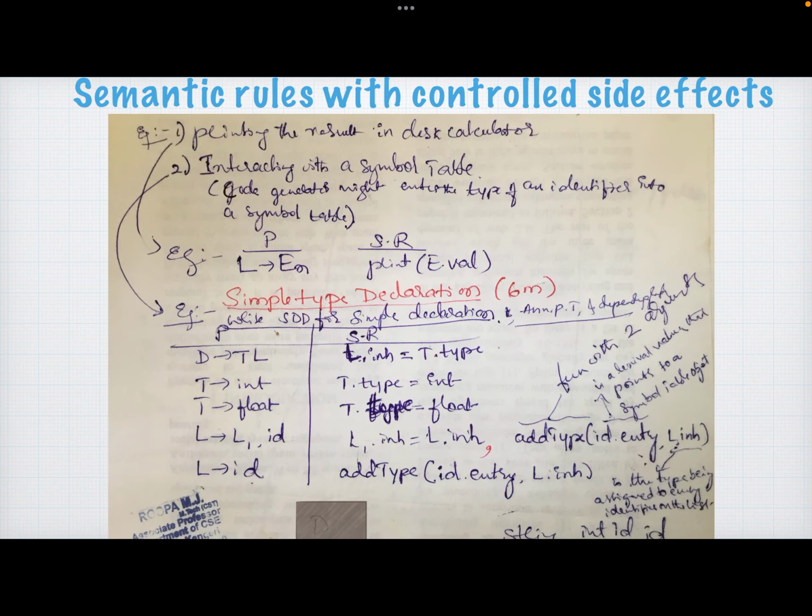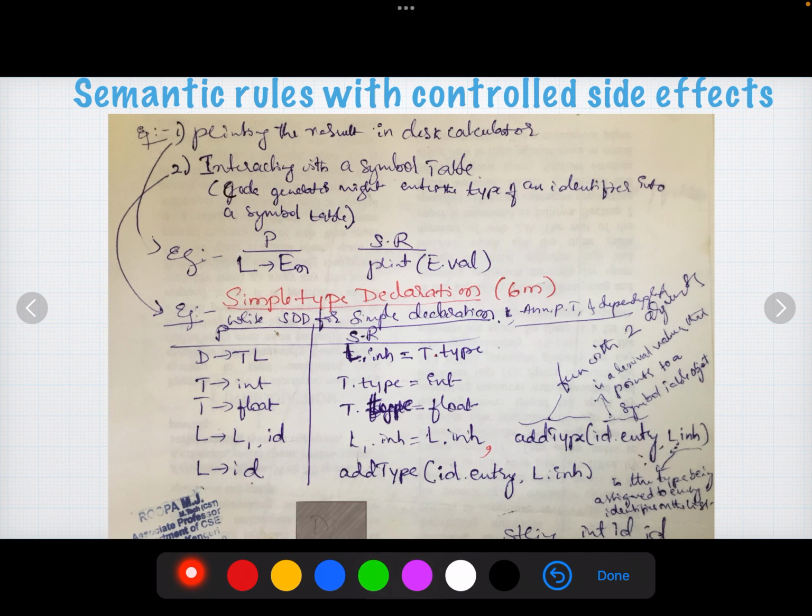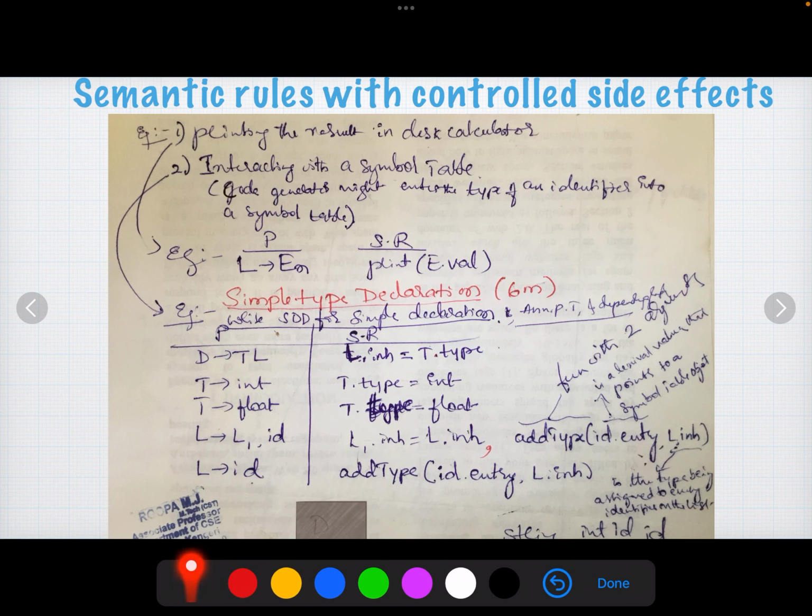In today's class, we are going to discuss semantic rules with control side effects. As an example, we are going to discuss this simple type declaration. This is one of the major questions from an exam point of view, so they may ask you to write an SDD for a simple declaration.